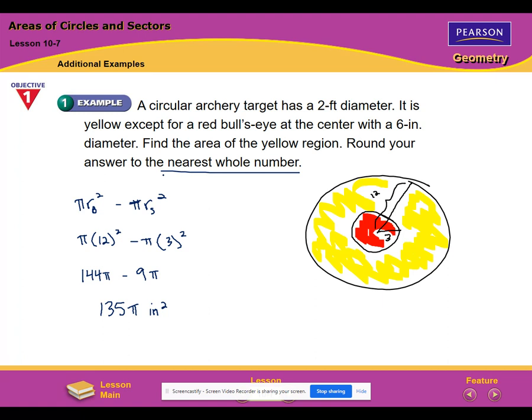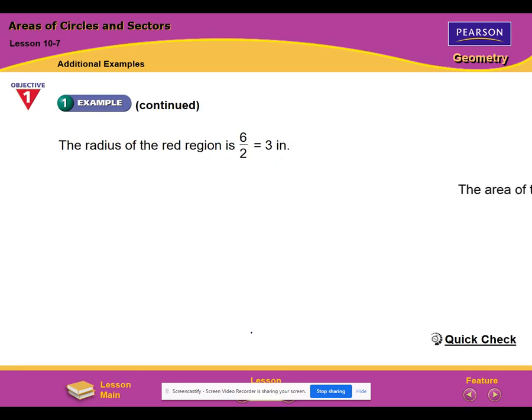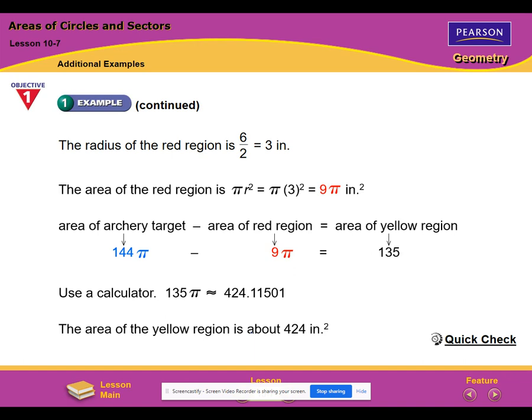So that's where you reach for your calculator. In the previous lesson, I asked you to use the pi button on your calculator and not an estimated value of 3.14 or whatever. I don't know how much of that they made you memorize in middle school. The point is that no matter how much you've memorized, the pi button on your calculator is going to be more accurate. So please use the pi button, and that comes out to 424.1150082. Since they said nearest whole number, we're going to go with 424 inches squared.